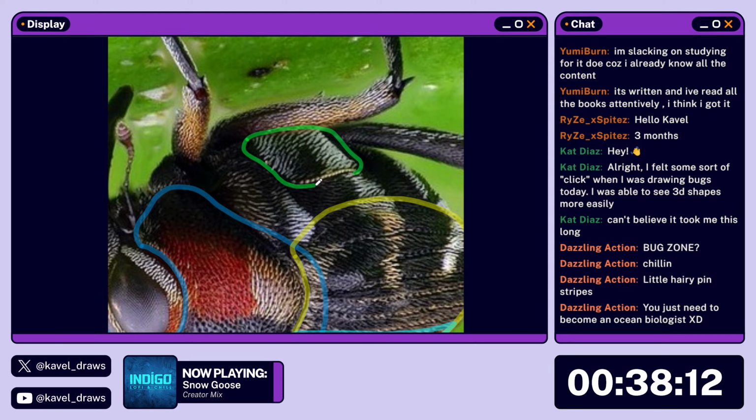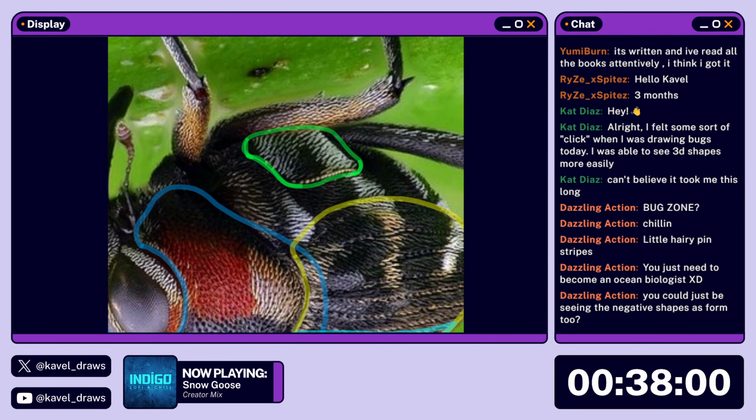Roll around, a bit unrealistic. Note these rotund corners, and maybe we want to be a bit more bendy. You could just be seeing the negative shapes as form 2.